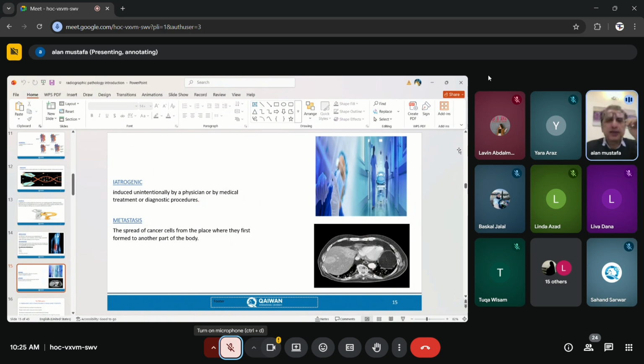Okay, the next one is iatrogenic. Anything that happens to any patient in a hospital, for example any injury or any harmful thing happening to the patient because of us, me and you, or someone working in a hospital, is called iatrogenic. For example, if a radiographer puts the patient on the bed to take an X-ray and the patient falls down and injures a place, that is an iatrogenic injury.